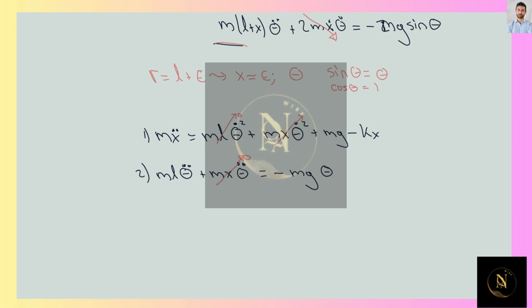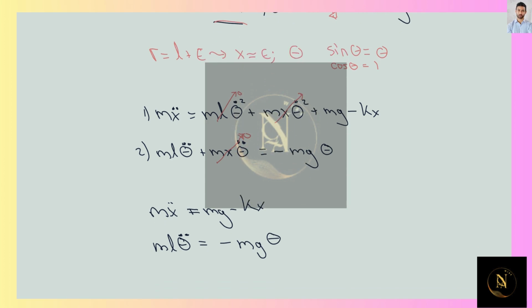With this, we have the fully decoupled equations, which are m x double dot equals mg minus kx, and m L theta double dot equals minus mg theta. And these are the final equations of motion that we get. And that would be all.